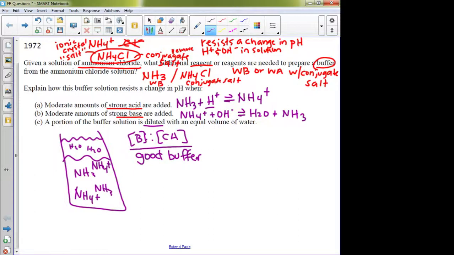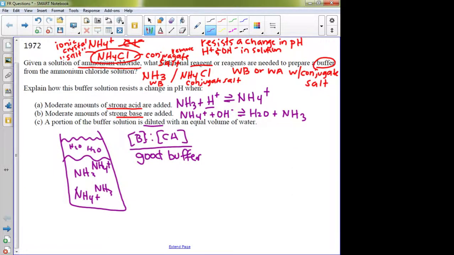You're just changing the overall, but not affecting the ratio. You just need to be able to explain that as long as the concentration of my base to my conjugate acid, or it could be flipped around of my acid to my conjugate base, stayed the same, then I still have a good buffer. It's not going to affect the pH.